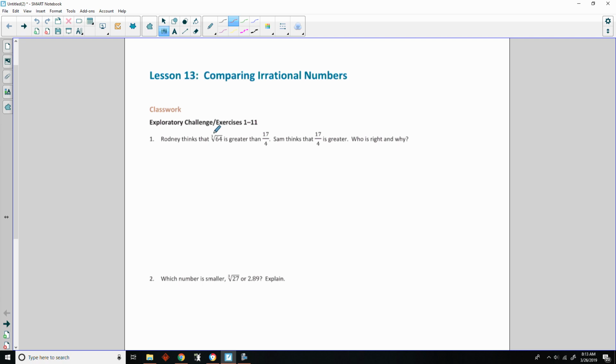Rodney thinks that the cube root of 64 is greater than 17 quarters. Sam thinks that 17 quarters is greater. Who is right and why? So what we want to do is find out what the value of the cube root of 64 is. And this is how I present simplifying cube roots.